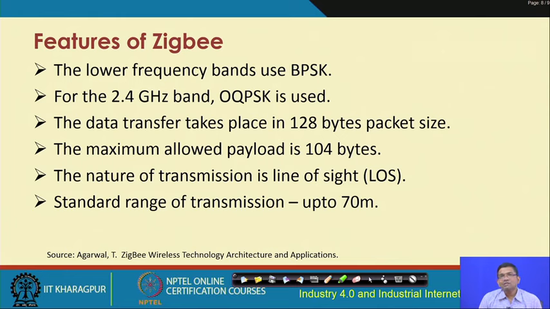The nature of transmission is typically not necessarily line of sight, and if you have line of sight, then you will get better data rates using Zigbee. To some extent, non line of sight also sometimes works, with reduced data rate and reduced range. The standard range of transmission is about 10 to 70 meters in Zigbee.